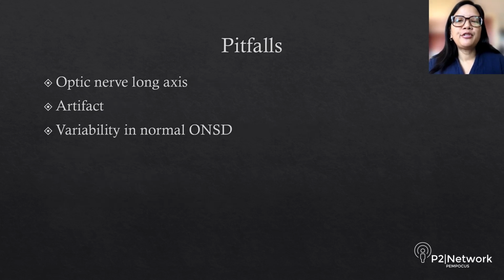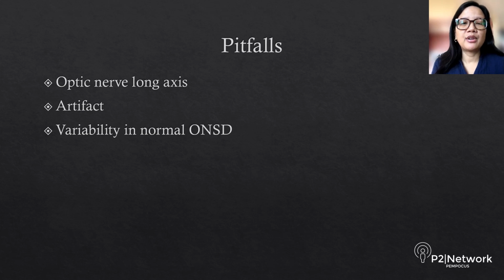Let's move on to pitfalls and how to avoid them. Remember that especially in children, the optic nerve usually does not enter the retina at a right angle. So make sure you determine the true long axis of the optic nerve. And when measuring 3 millimeters behind the retina, measure along the true long axis of the nerve, and then measure optic nerve sheath diameter perpendicular to the optic nerve's long axis.